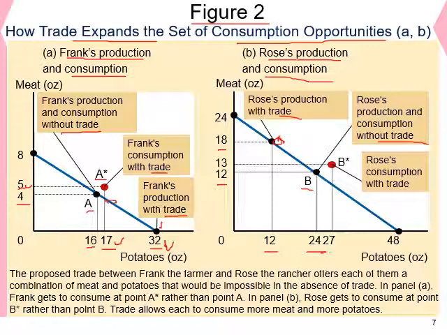Given the exchange rate of 5 ounces of meat for 15 ounces of potato, Rose will trade 5 of these 18 ounces of meat to Frank. So 18 minus 5, Rose will be left with 13 ounces of meat. Rose will receive 15 ounces of potato from Frank. So 12 plus 15 will give 27 ounces of potato for Rose. Therefore, Rose will be able to consume with trade at point B star with 13 ounces of meat and 27 ounces of potato. So both of them are better off with trade. Trade allows each to consume more meat and more potato.